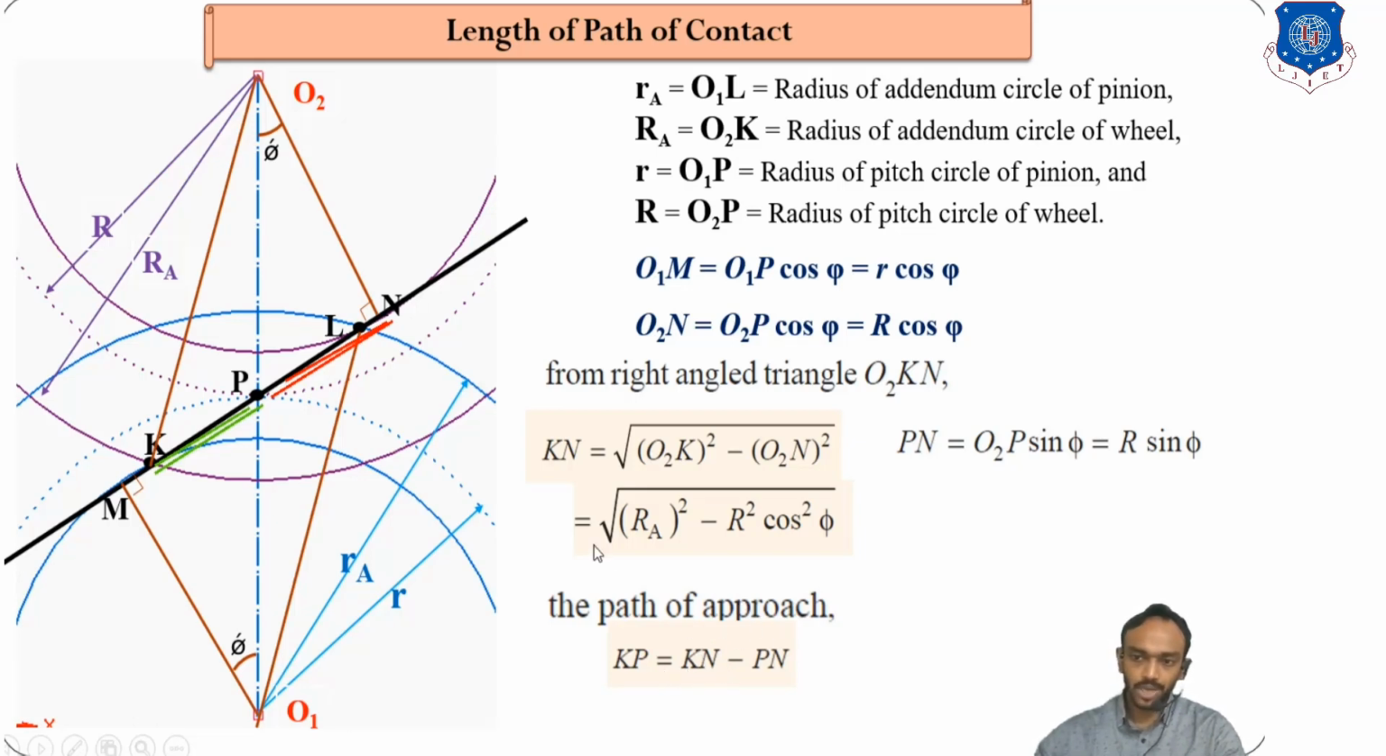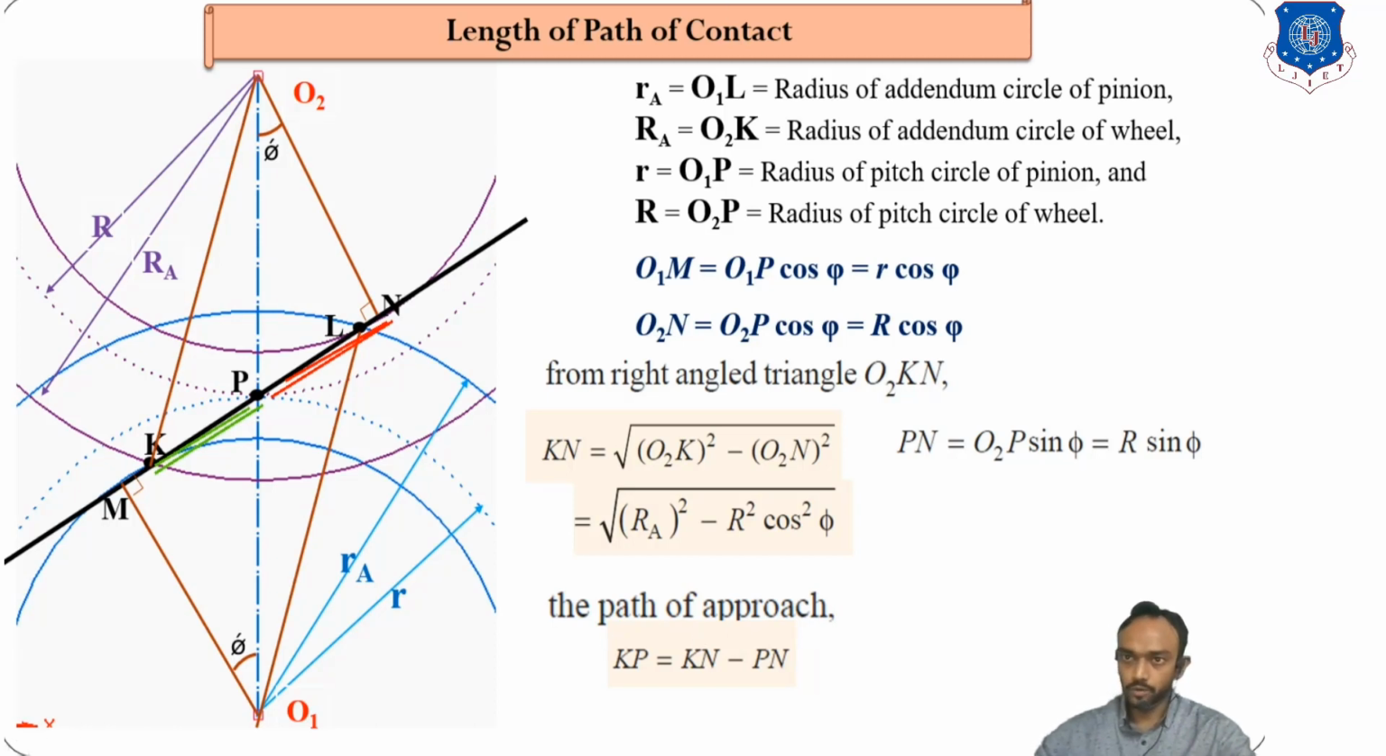This path of approach means the total length of path is divided into two parts, and from engagement to the center point, meaning the pitch point, it is known as the path of approach. And after the pitch point we are going to disengage, starting the disengagement up to point L. So this PL is known as the path of recess.